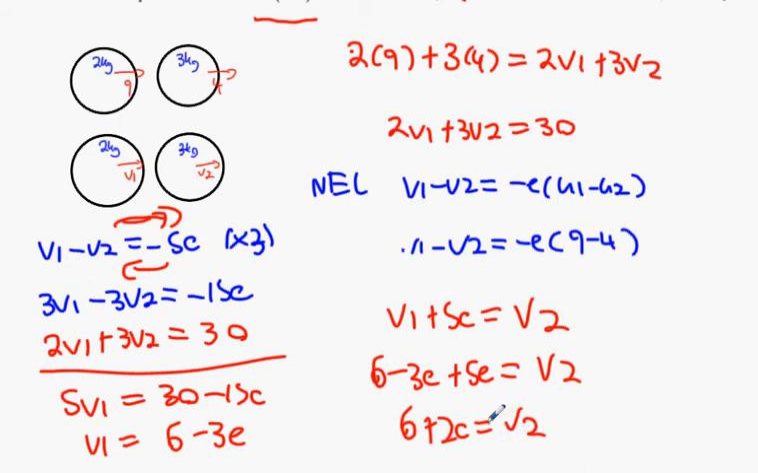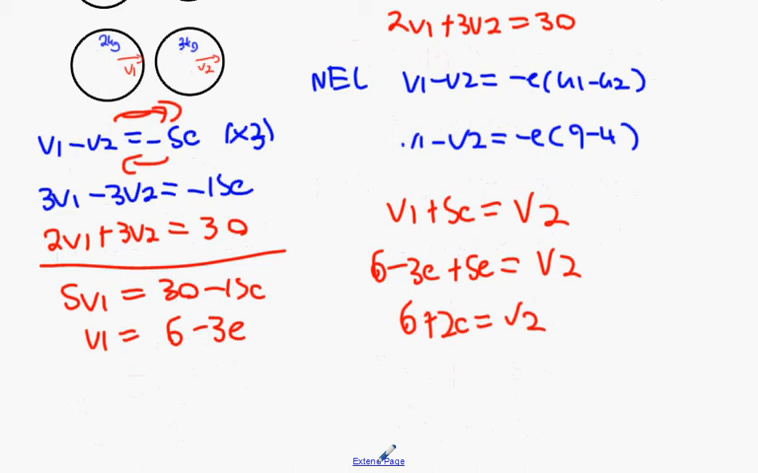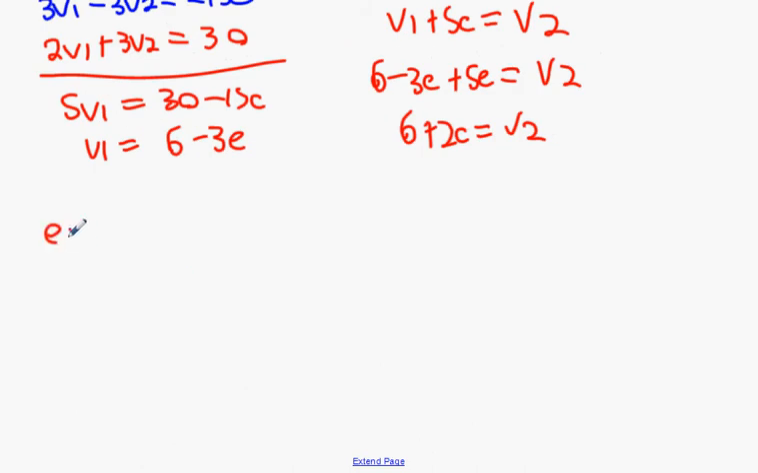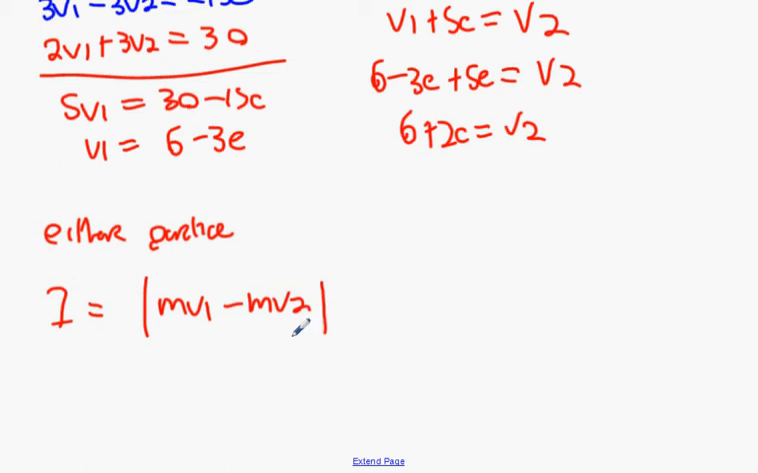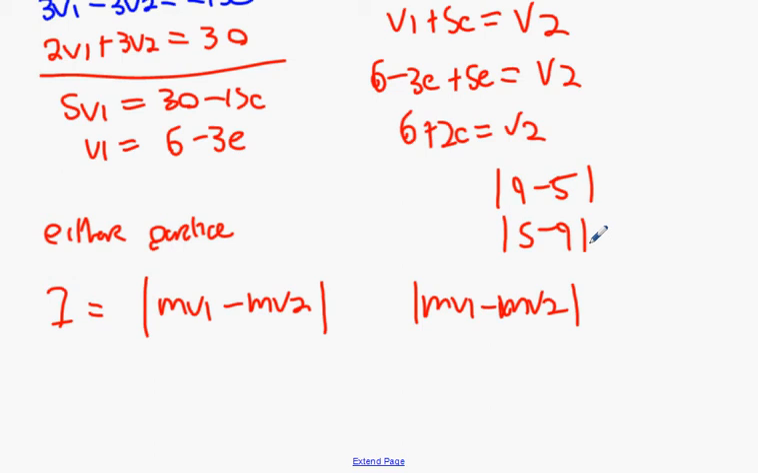Everybody alright with that? Now, the impulse, guys, you can take either particle. And what impulse is, or change of momentum, is mv1 minus mv2. Okay? And it doesn't matter if you do mv1 minus mv2. Why does that not matter? What's the modulus of 9 minus 5 compared to the modulus of 5 minus 9? Same thing, isn't it? It's a change of momentum. The momentum, is it getting bigger or smaller anyway? Just as a matter of interest.